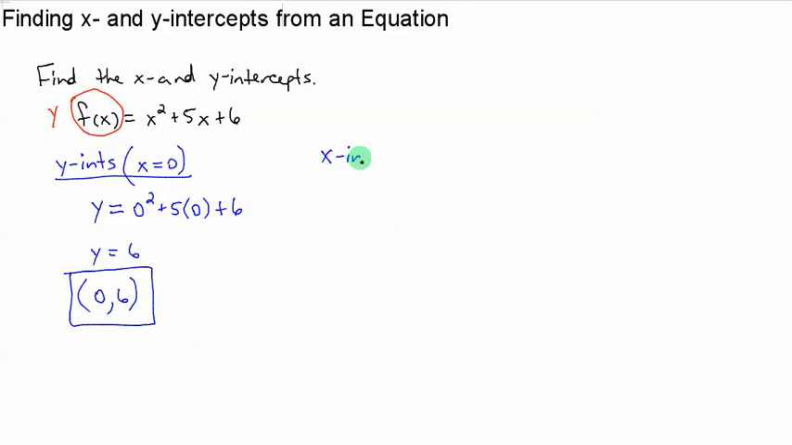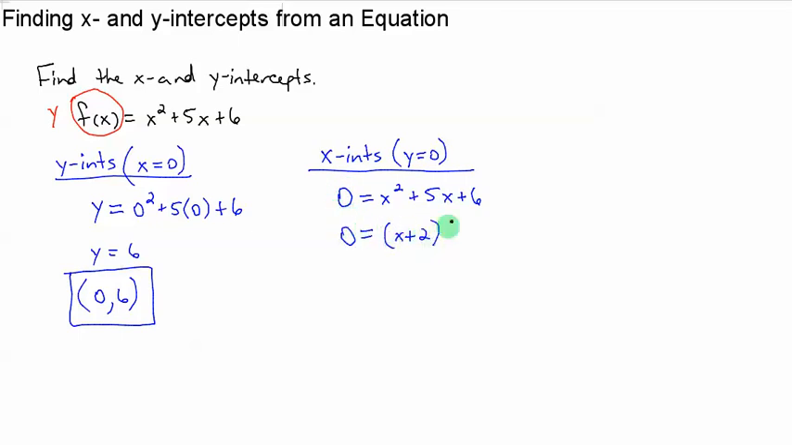The x-intercept you find similarly, but there may be multiple x-intercepts, and there may be none actually. You set y equal to 0. Okay? So now I look at this equation, I replace y with 0, and now I have to solve for x. Well, this is a quadratic equation with 0 on one side already, so we need to factor the other side. So x plus 2 is 0, or x plus 3 is 0.